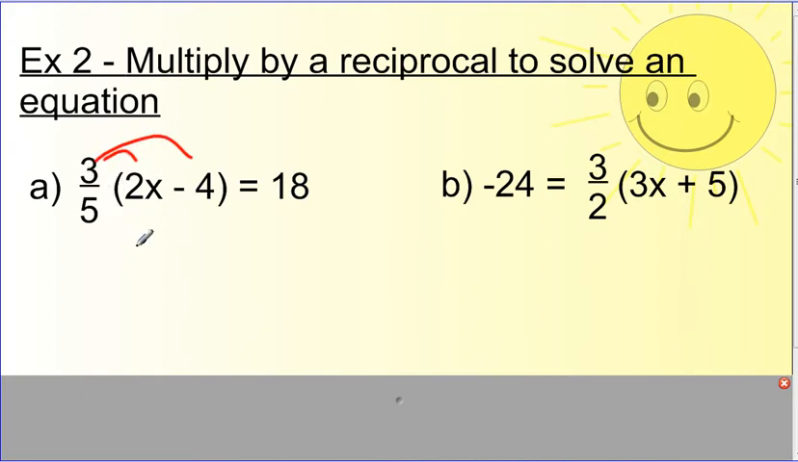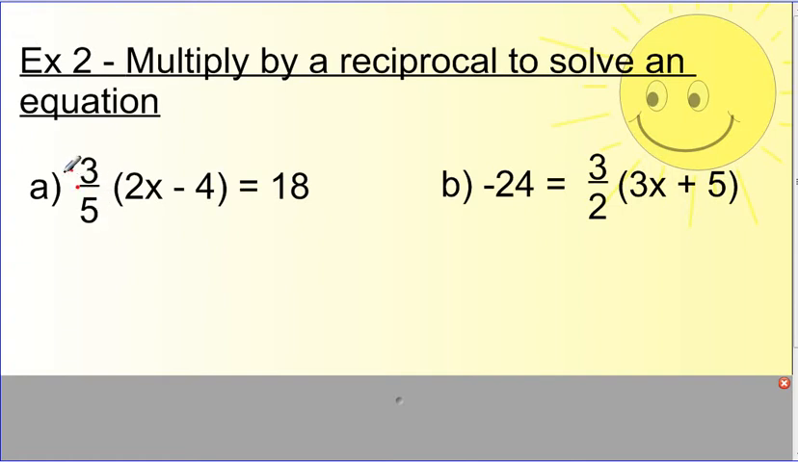You'd get 6/5 x minus 12/5 equals 18. And look how terribly ugly that is. We don't want that. There's something else we can do. We can actually get rid of this thingy here first. Do you remember how we got rid of the fractions before? We did this thing called multiplying by the reciprocal.